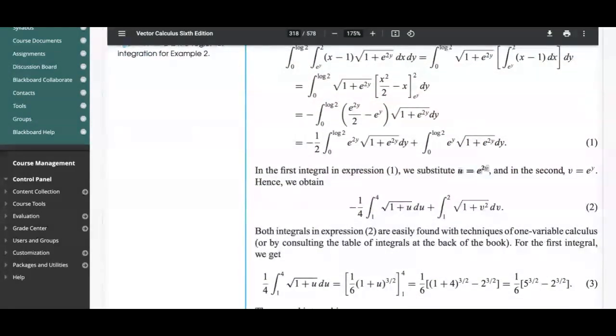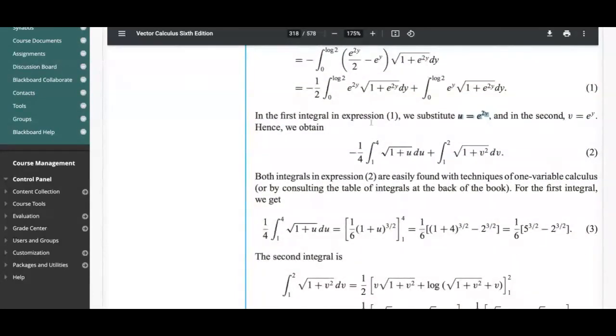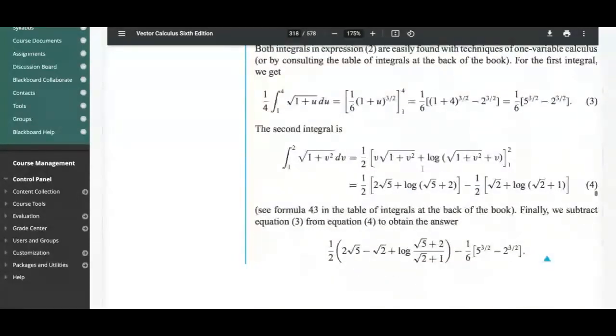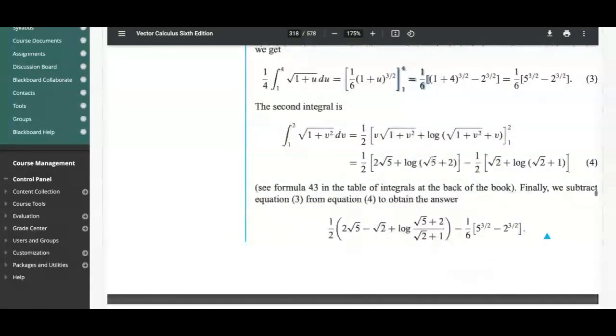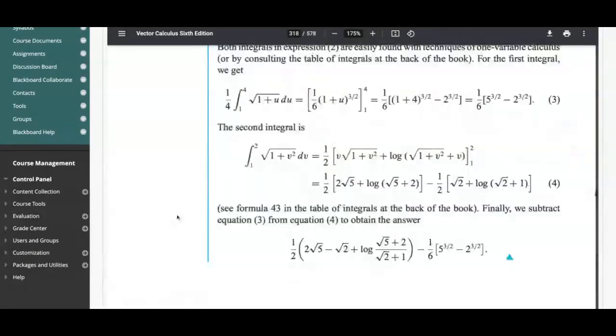If you want to use u substitution, we substitute and evaluate. In the end, we get a tedious irrational number. But this is exact, we don't need to approximate. Anyone has any question?